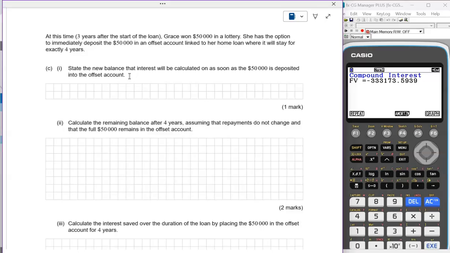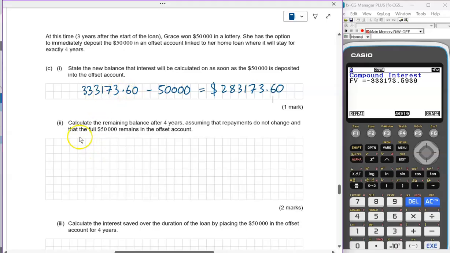Remember, putting money into an offset account, you're not paying it off the loan, but it reduces the balance on which you are charged interest, okay? So the amount she still has left on her loan after 3 years of payments is $333,173.60. We're going to subtract the amount of money she has in the offset account, and that is going to be the balance that she's charged interest on, which works out to be $283,173.60.